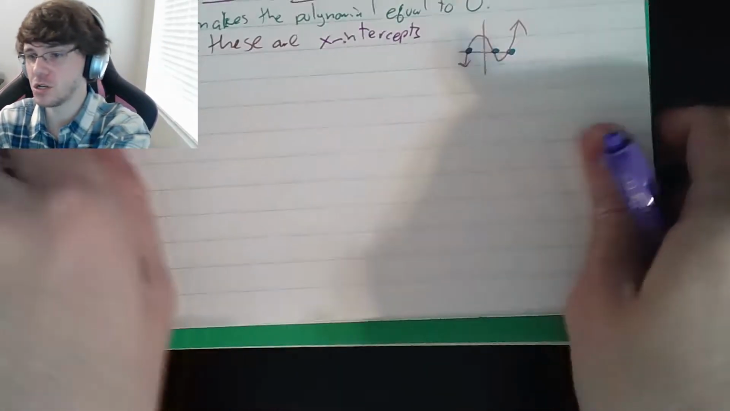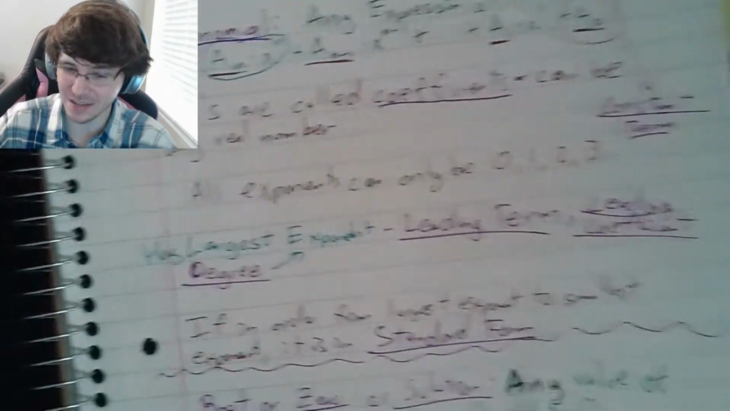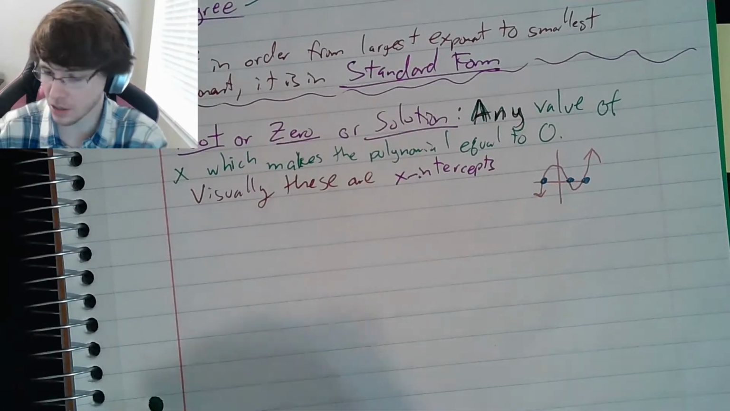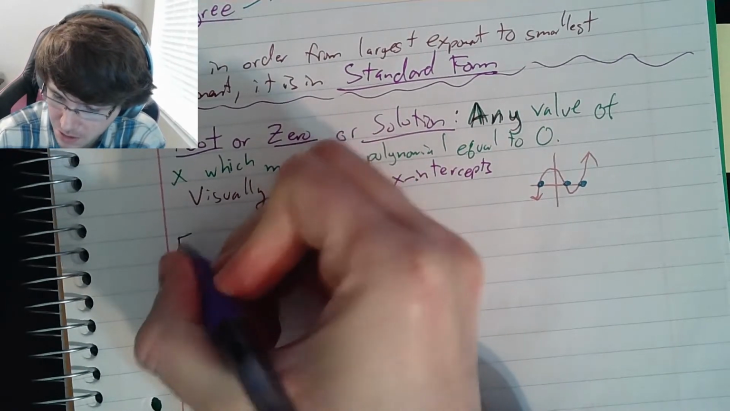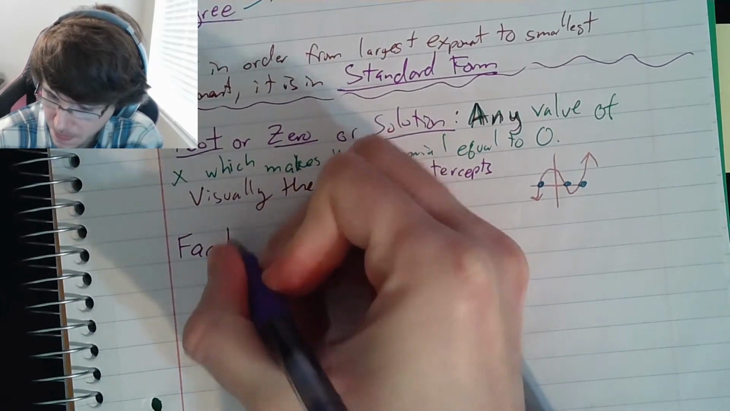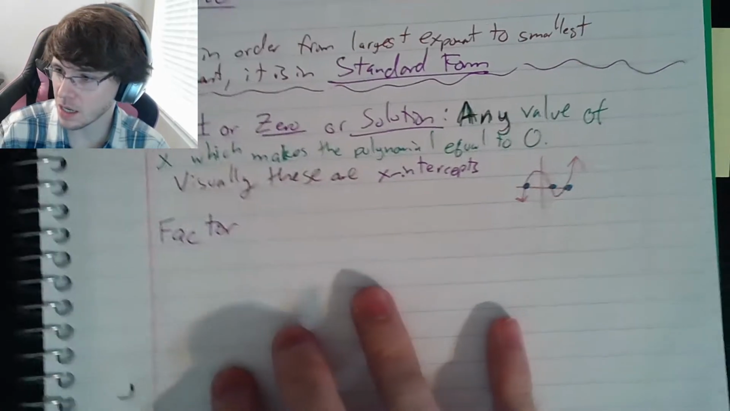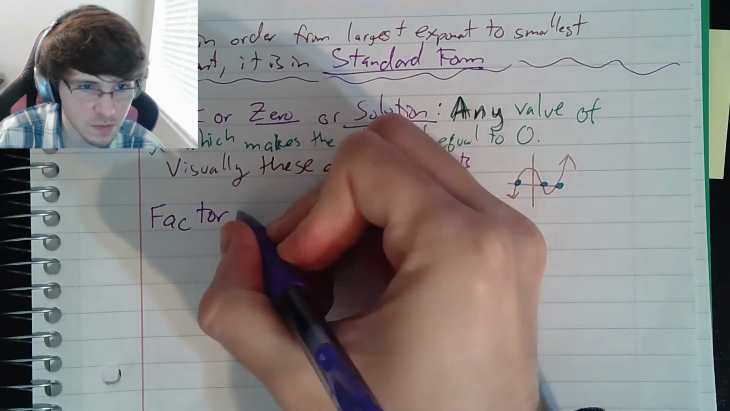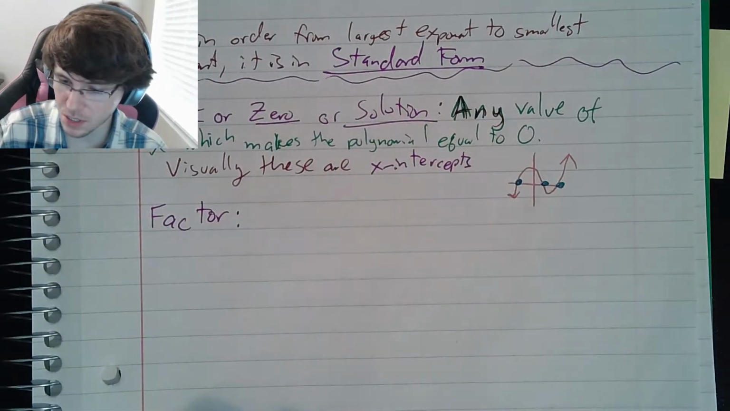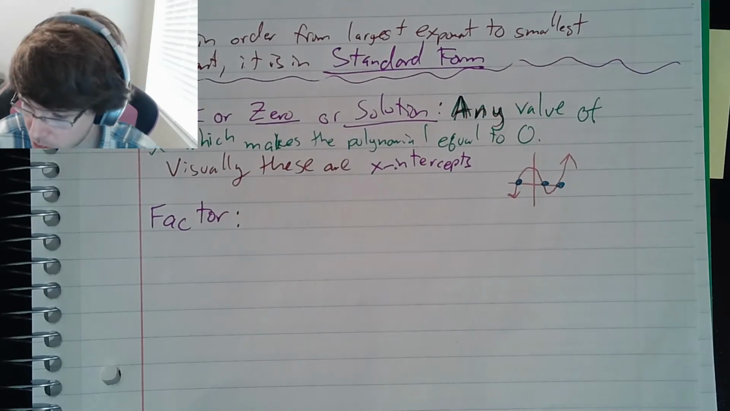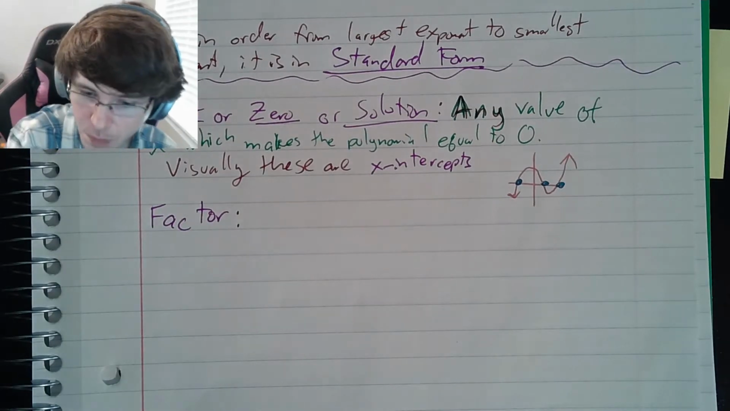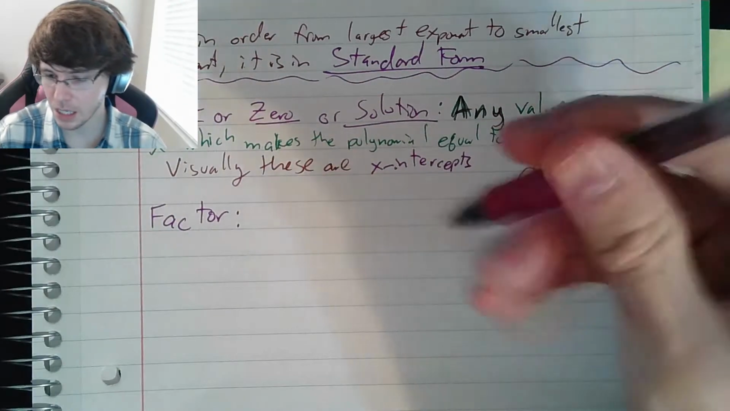This next definition ties directly into this. So the word that we're going to be looking for is the word factor. What color was I using? I was using red yesterday. I found this cool pink pen, so I'm going to switch over to pink.